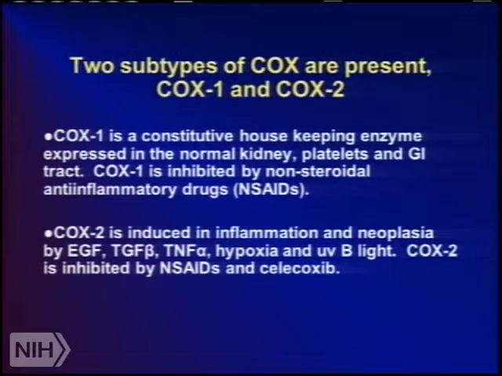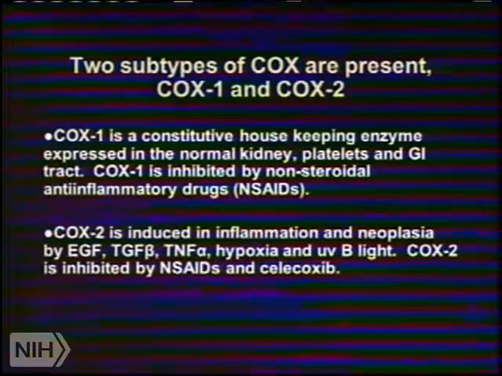Then, in cancer, they found that certain cancer cells had high levels of COX-2. This can be induced by various growth factors, such as EGF, transforming growth factor beta, tumor necrosis factor alpha, hypoxia, and UV light. COX-2 is inhibited by nonsteroidal anti-inflammatory drugs, but then they started coming up with selective cyclooxygenase 2 inhibitors, such as celecoxib.